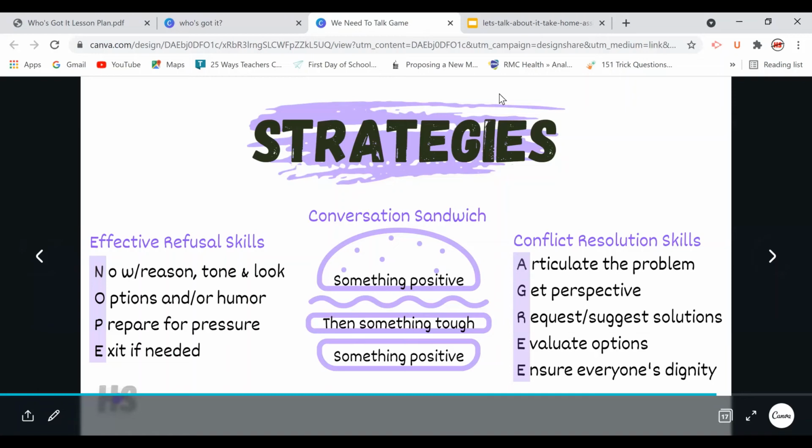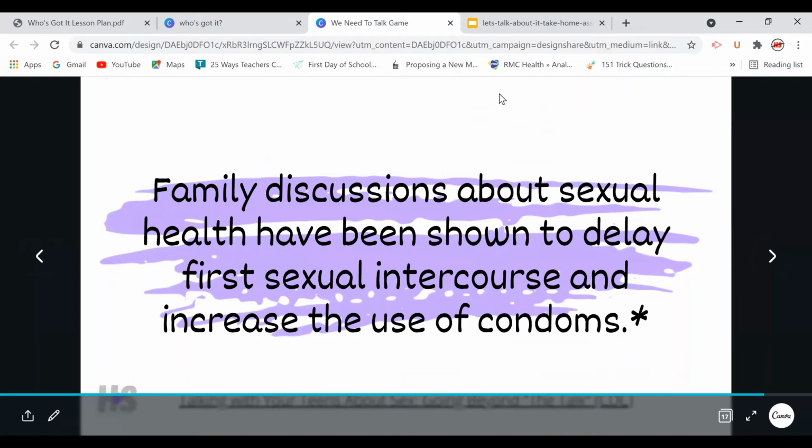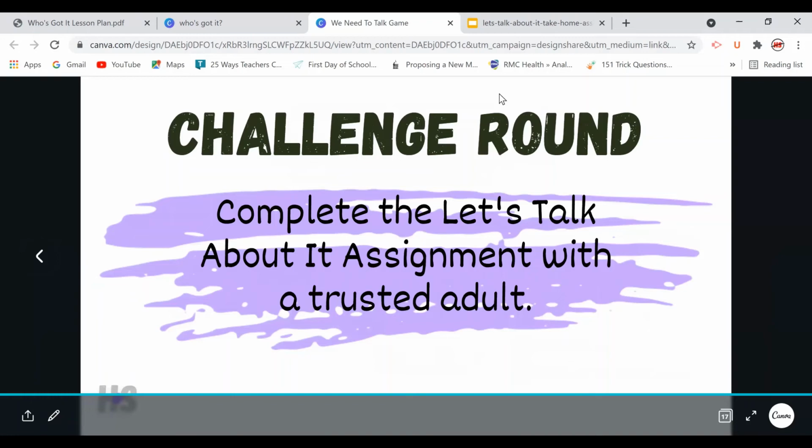Then you're going to move into the final section of the lesson, which is the challenge round. Essentially, you're going to share with students that research shows when they have conversations with their families about sexual health, they're more likely to delay their first sexual experience, and when they do become sexually active, to make more responsible decisions. And that's going to lead you into the challenge round where they complete an assignment called Let's Talk About It.